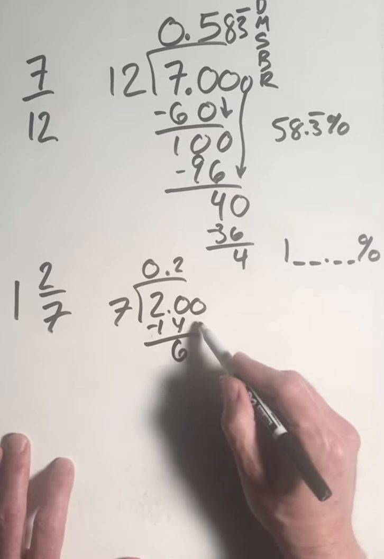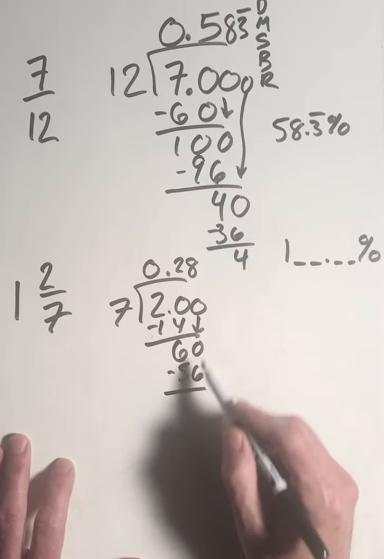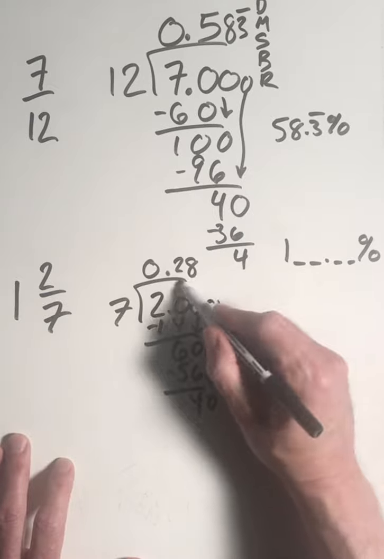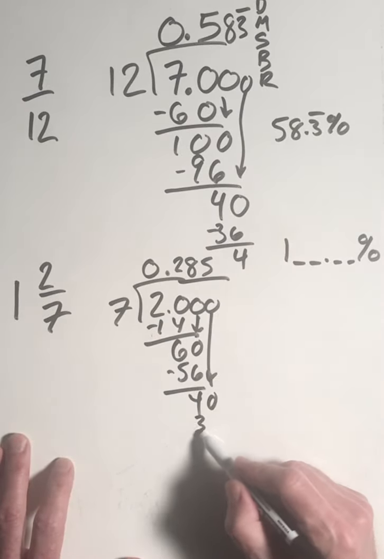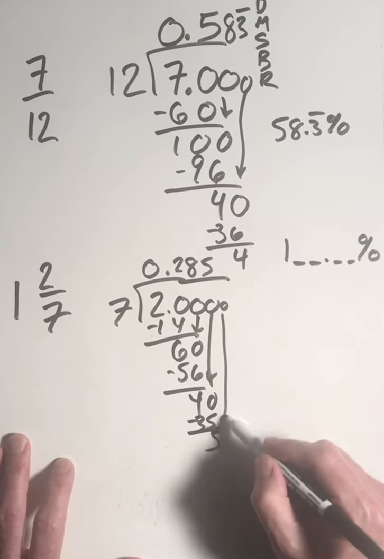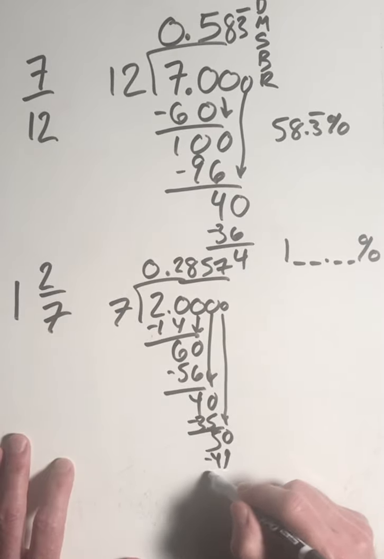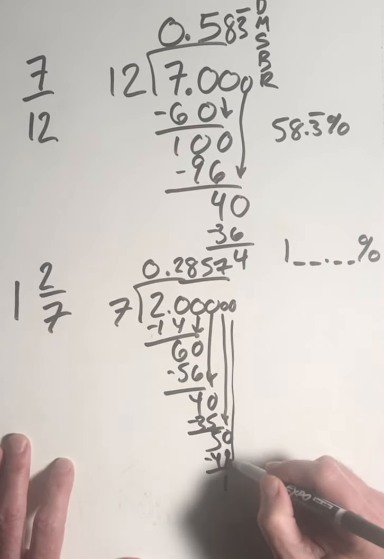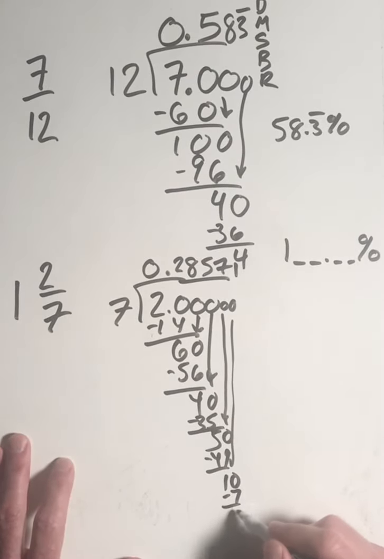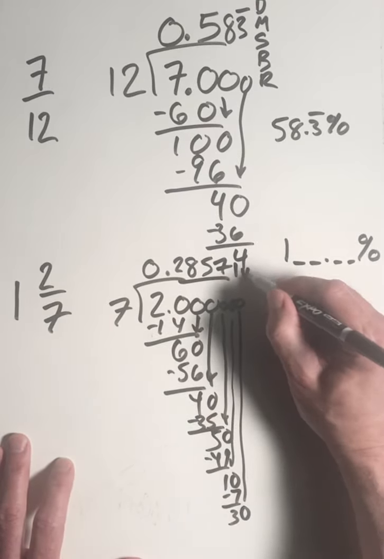Subtract, add a 0, bring it down. 8 times 7 is 56. 4, bring another 0, bring it down. 7 times 5 is 35. I'm starting to see a pattern here. 7 times 7 is 49. It's going to keep going here. 7 goes into 10 once. 4.